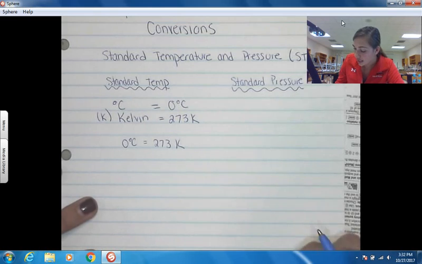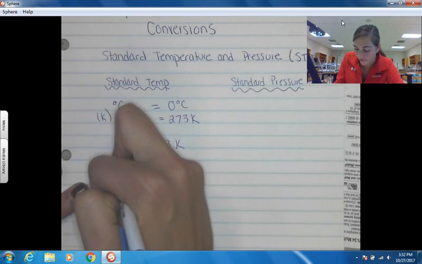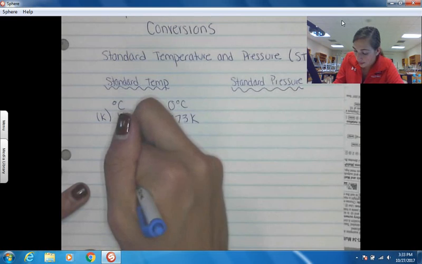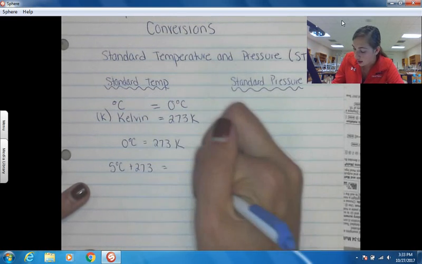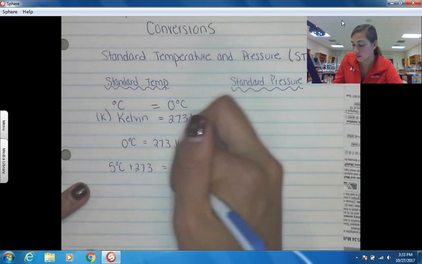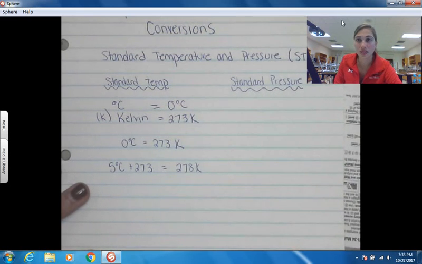So say, for instance, I told you that something was occurring at 5 degrees Celsius, and I wanted to know what that was in Kelvin. The way that I would do this is add 273, and that would give me our Kelvin number. So if you add 5 to 273, you should get 278 Kelvin, and that would be the temperature that we're working at.